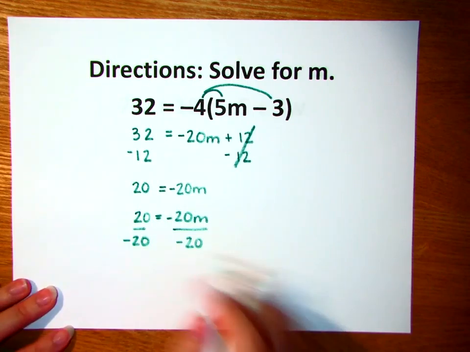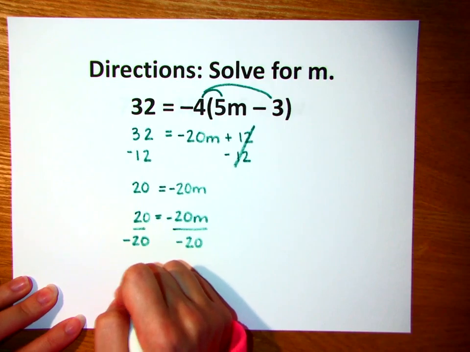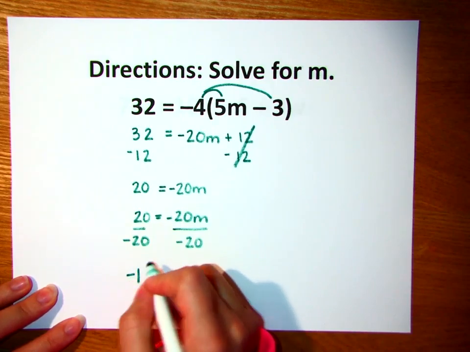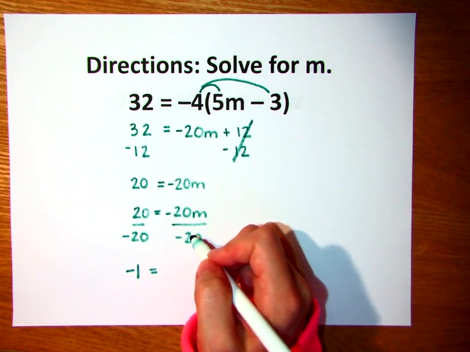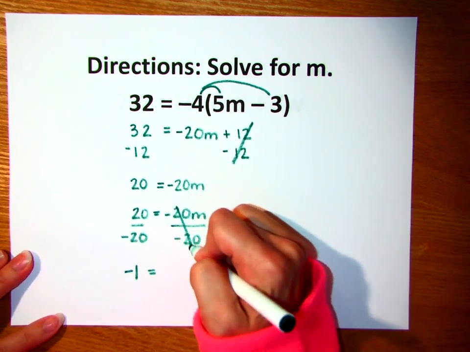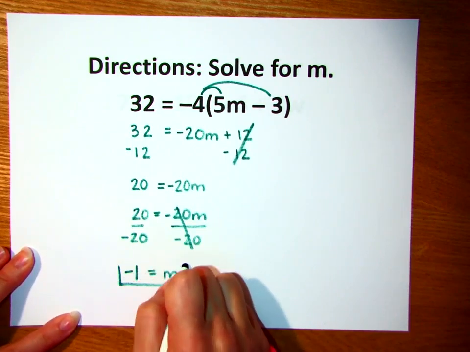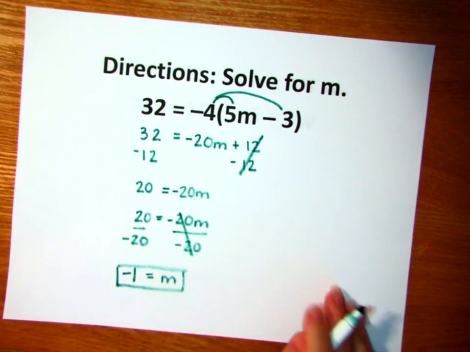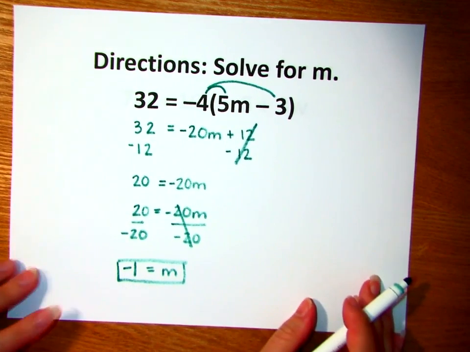What happens? 20 divided by negative 20 is going to give you negative 1. And then this negative 20 divided by negative 20 is going to cancel, leaving you with just m. So m is going to be negative 1. Some students prefer to go ahead and write this as m equals negative 1 instead of negative 1 equals m.